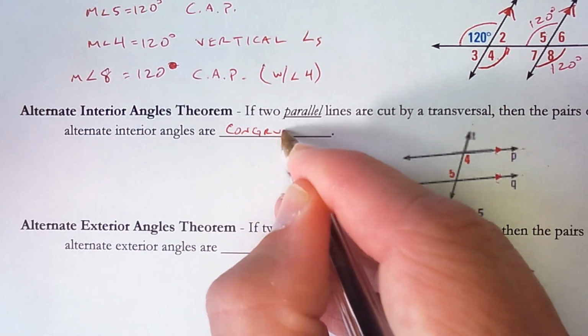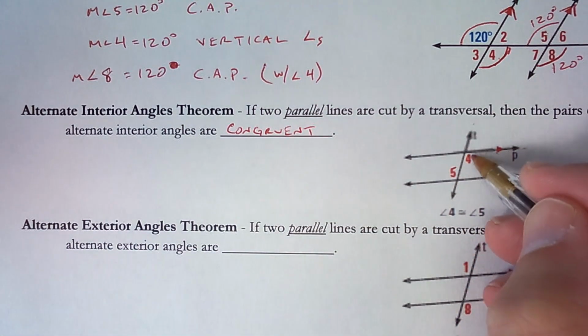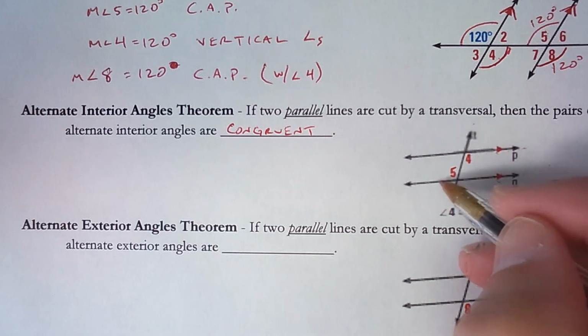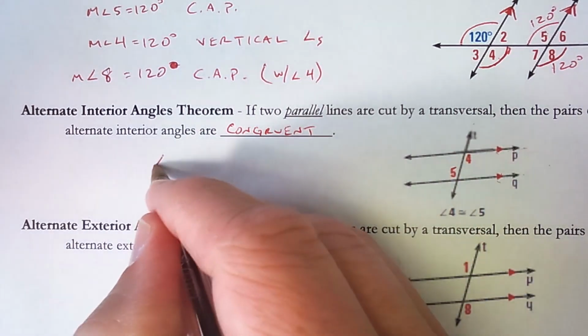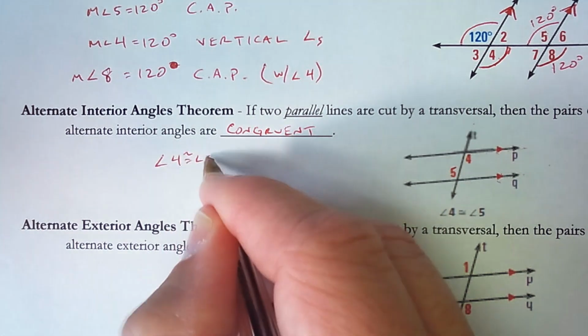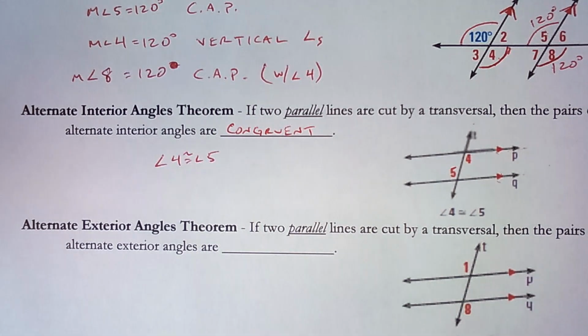are congruent. Okay, so angle 4 and 5, they're interior because they're between the lines. They're alternate because they're on opposite sides of the transversal. So angle 4 is congruent to angle 5 because they are alternate interior angles between parallel lines.